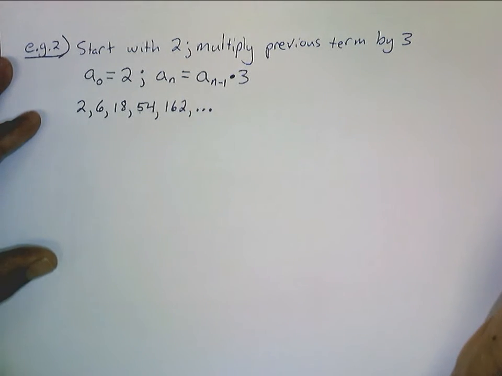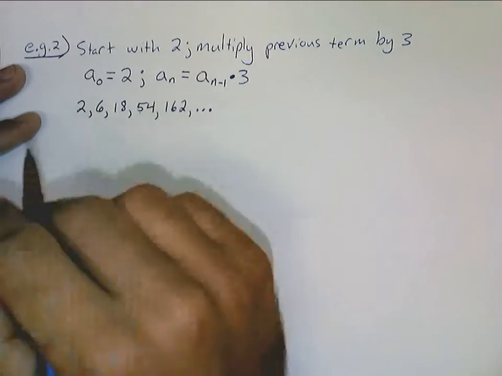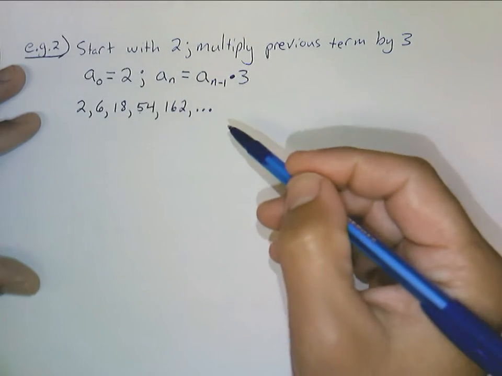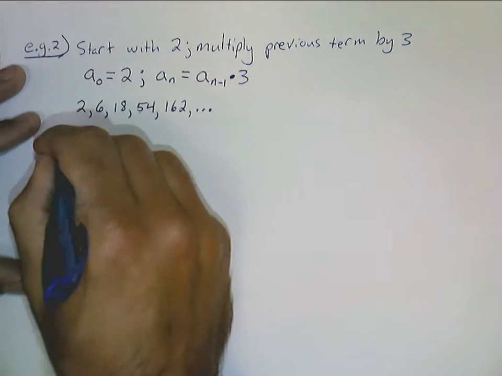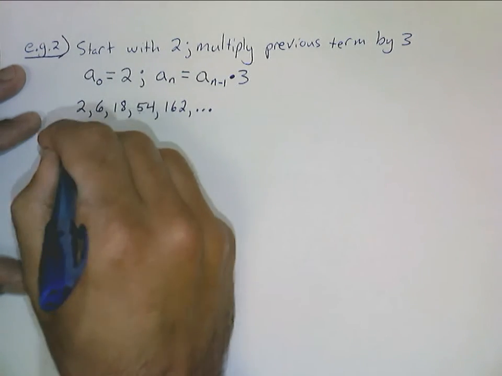Notice this one's getting a lot bigger, a lot quicker. Okay. Now, let's do a similar thing to what we did last time. We're going to make a little table. N and a sub n.